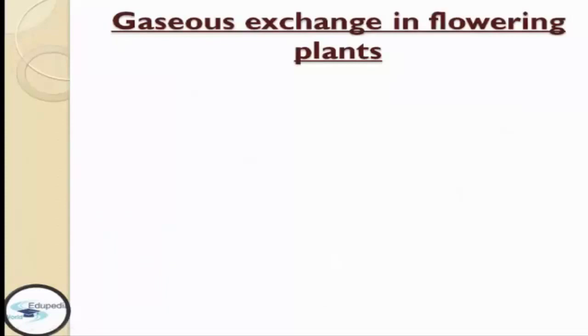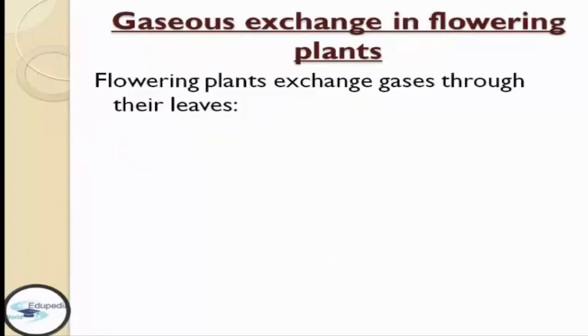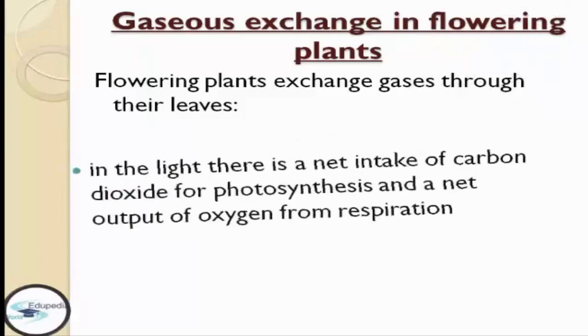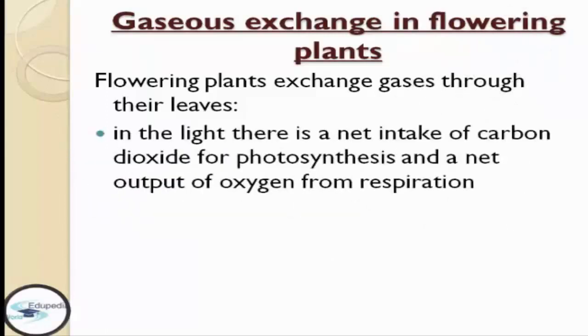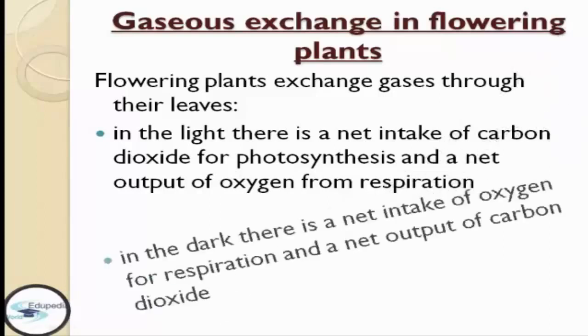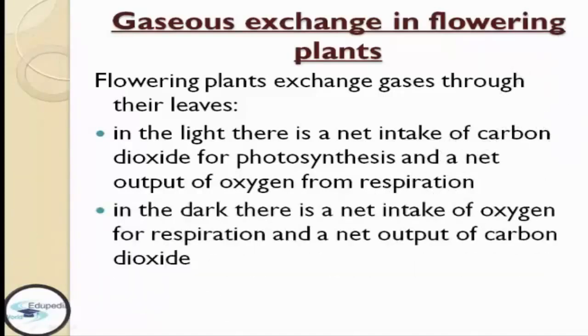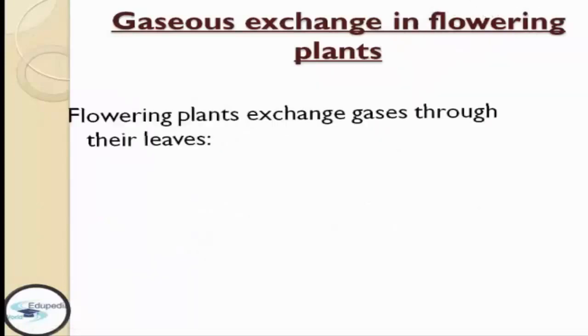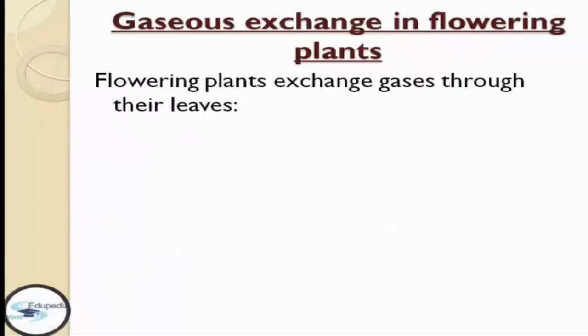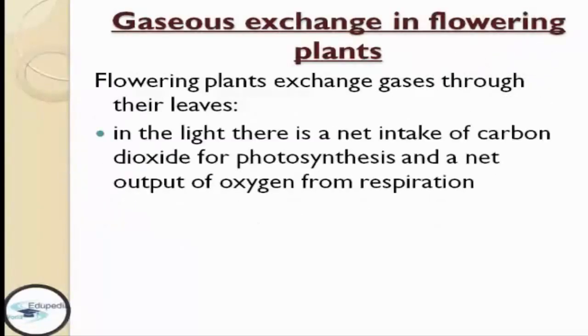Gaseous exchange in flowering plants. Flowering plants exchange gases through their leaves. In the light, there is a net intake of carbon dioxide for photosynthesis and a net output of oxygen from photosynthesis. In the dark, there is a net intake of oxygen for respiration and a net output of carbon dioxide. Flowering plants exchange gases through their leaves.